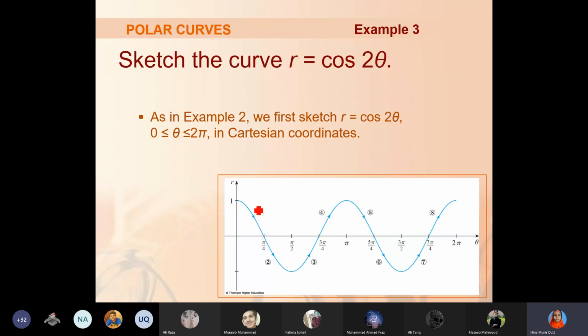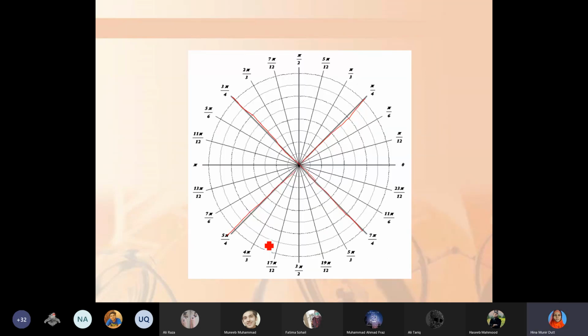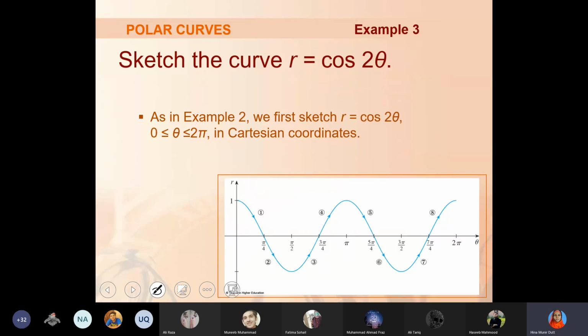By looking at this. As theta is increasing from 0 to π/4, you will get r decreasing from 1 to 0. So on the axis I will take 1, 2, 3, 4 as equal to 1. At theta equal to 0 you will get 1, and at π/4 you will get this curve. R is decreasing from 1 to 0.